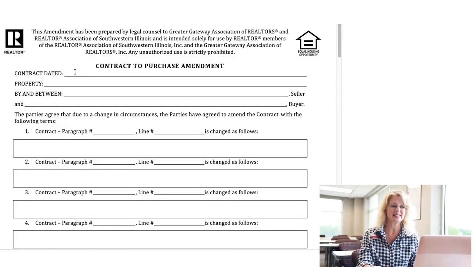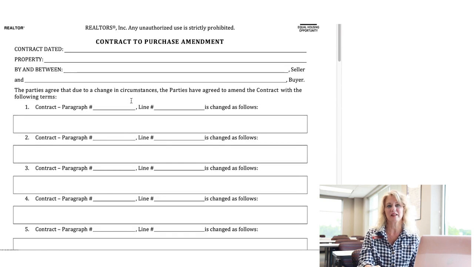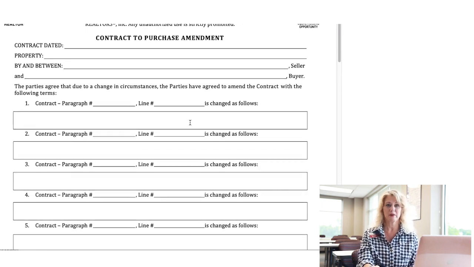So first we're going to dive into this contract to purchase amendment. We have the contract date, the property address, by and between seller and buyer, and then it comes down to the paragraph number and the line number, and then a blank box for you to write in whatever term is being amended. You may remember on the counter offer to the purchase contract, you had a similar layout where you had to enter the paragraph number, the line number, and then fill in whatever the term is that's changing. So it's very similar.